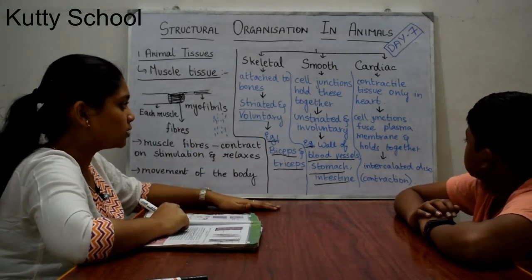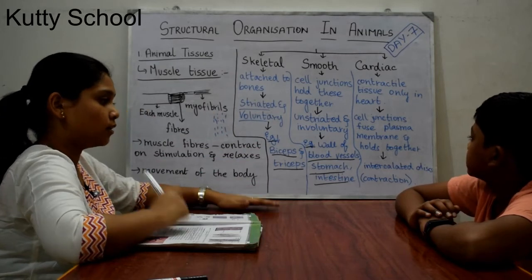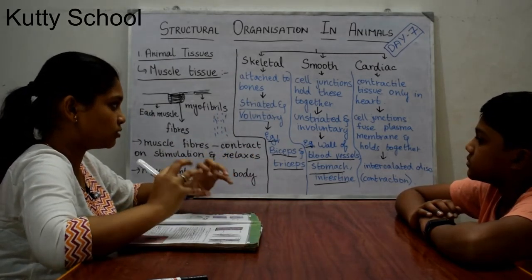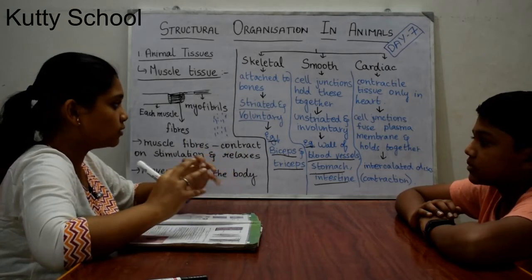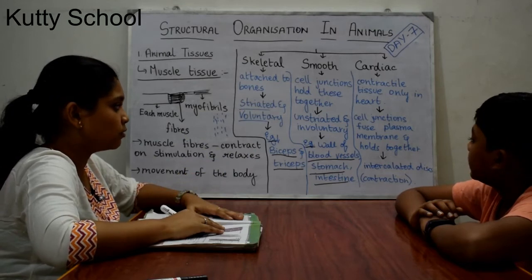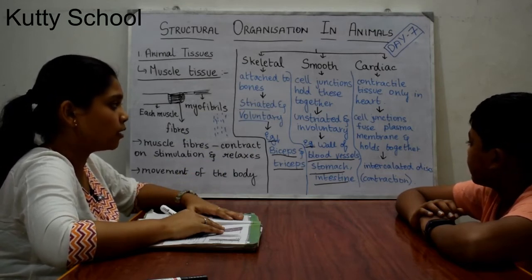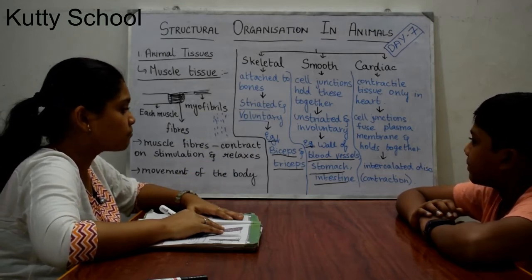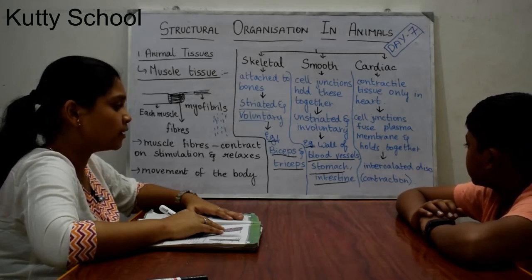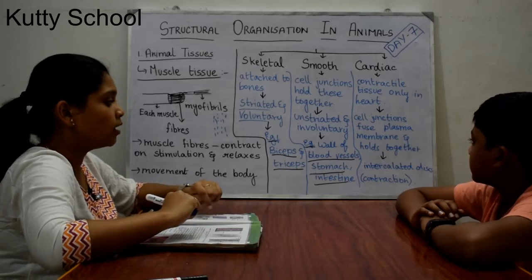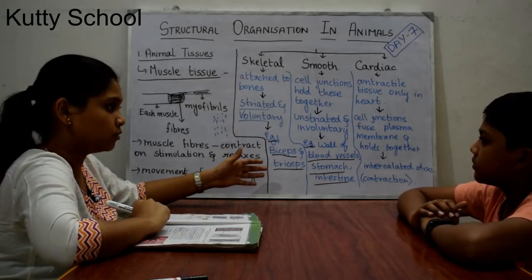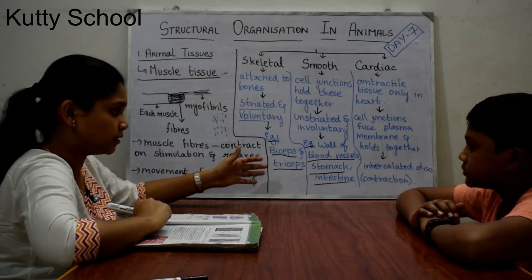So in these muscles, the cell junctions are between one cell and another cell. So these cells will be fused through the plasma membrane. Okay, and this plasma membrane holds all the cells together. And these have intercalated discs. Intercalated discs are nothing but the structures responsible for communication between cells. Okay, these are known as intercalated discs.